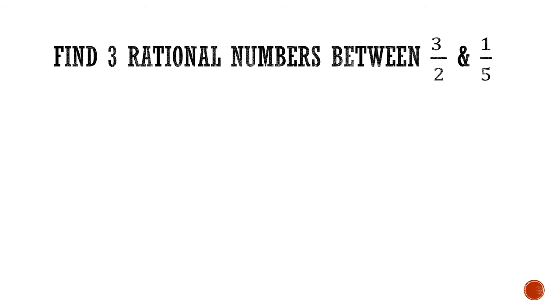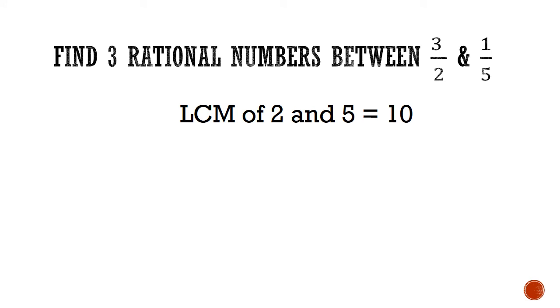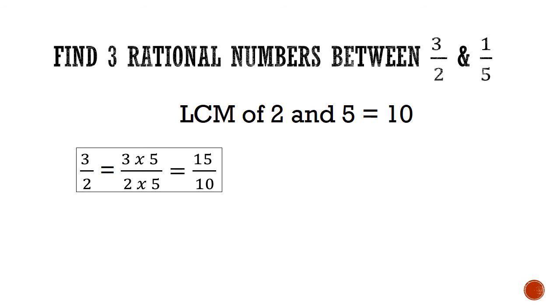So our first step is to convert them into rational numbers having the same denominators. For that you have to take the LCM of the denominators 2 and 5. LCM is 10. So convert 3 by 2 to a rational number with denominator 10. How do you do it? 3 by 2 is equal to, in the denominator you see, with what number you have to multiply 2 to get 10? 5. So the numerator also should be multiplied by 5 so that its value will not be changed. With the same number 5 you are multiplying numerator and denominator. So you are getting 15 by 10.